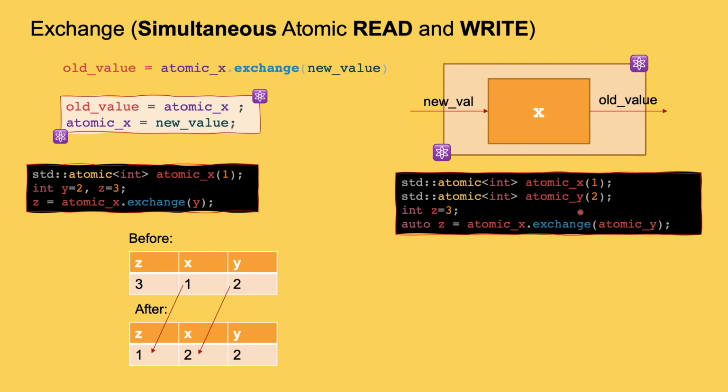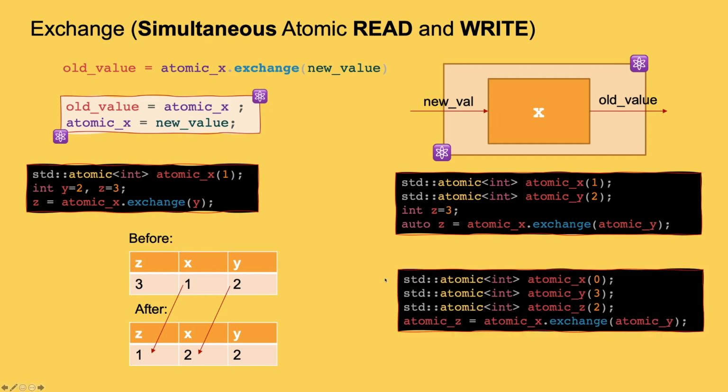Now, what would happen if y also was atomic? In that case, you can still do this exchange, but what happens is that again, the value of atomic y is read first, one atomic operation. Next, you do this exchange, which is a separate atomic operation.